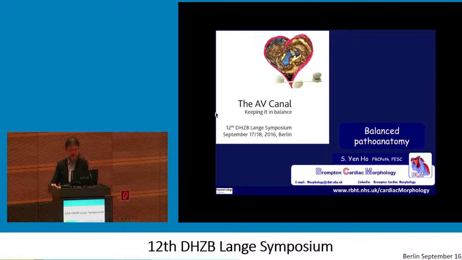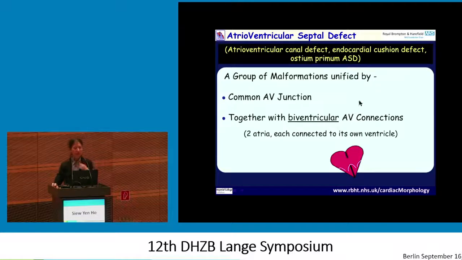I'm just going to review AV canal, balanced pathoanatomy. That's my task for today. What is AV canal? To my mind, it represents a whole spectrum of lesions, ranging from things that are called canal defects, endocardial cushion defects, ostium primum septal defects. These malformations are unified by what we describe as a common atrioventricular junction. And I think together with biventricular atrioventricular connections, I know there are some people who will dissent on that, but let's stay with the basics for today.